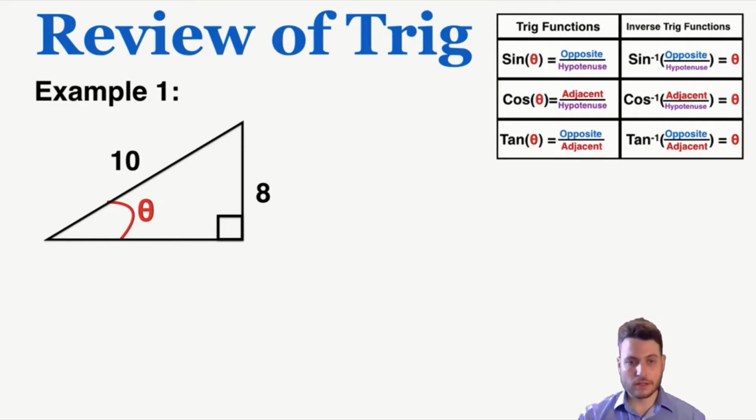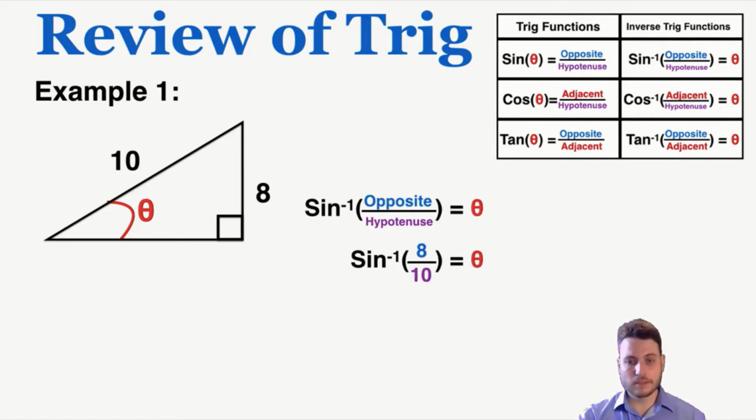Here's an example of using an inverse trig function to find an angle. Here I have a right triangle with a hypotenuse of 10 and an opposite side of 8, and I want to know the value of that angle. So I need an inverse trig function because I'm trying to find an angle. In general, if I'm looking for an angle, I'll use an inverse trig function. If I'm looking for a side, I'll use a regular trig function. Because I'm looking for the angle and I have the opposite and the hypotenuse, I'm going to use sine inverse because sine connects opposite and hypotenuse. Plugging in my specific numbers gets me 8 over 10. So if I plug sine inverse of 8 over 10 into my calculator, I get the answer of 53.1 degrees. So that would be the angle for that triangle.